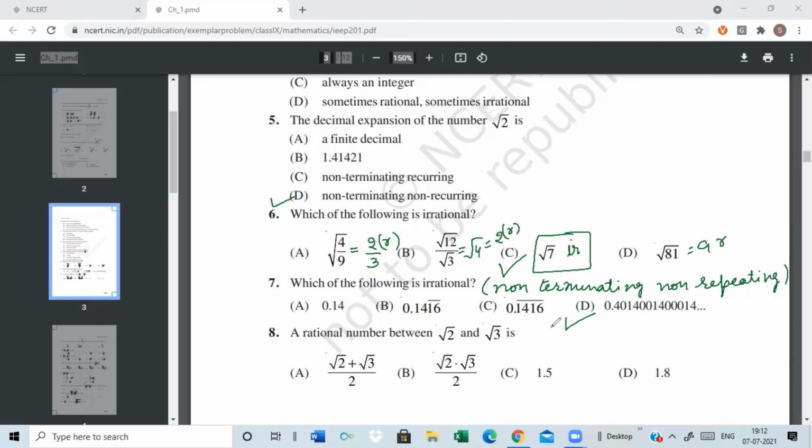Now, next. Question 8 says we have to tell a rational number between root 2 and root 3. So, how we find a rational number between two numbers is just add them and divide by 2. So root 2 plus root 3 by 2 will give us a number exactly between root 2 and root 3. So the first option is correct for question number 8, right?